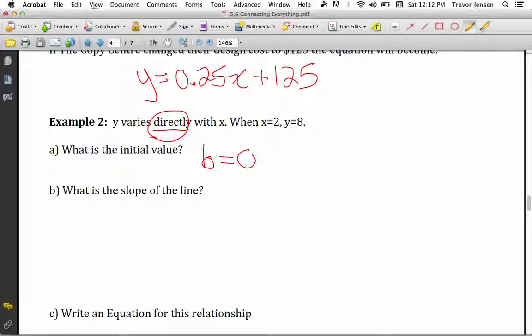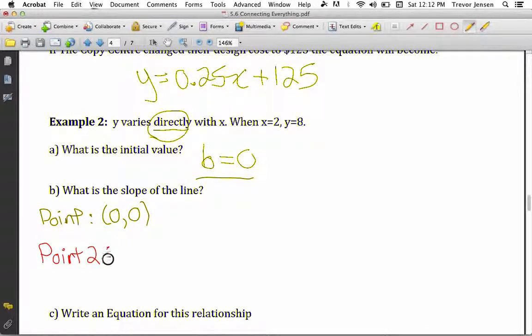To calculate the slope of the line, we're going to need 2 points on the line. Well, we know it crosses through the origin. So the first point will be 0, 0, because we know it goes through the origin because we know the initial value is 0. And the other point, the second point that we have, I'll call that point 2, it tells us when x is 2, y is 8. Okay? So point 1 was 0, 0, point 2 is 2, 8.